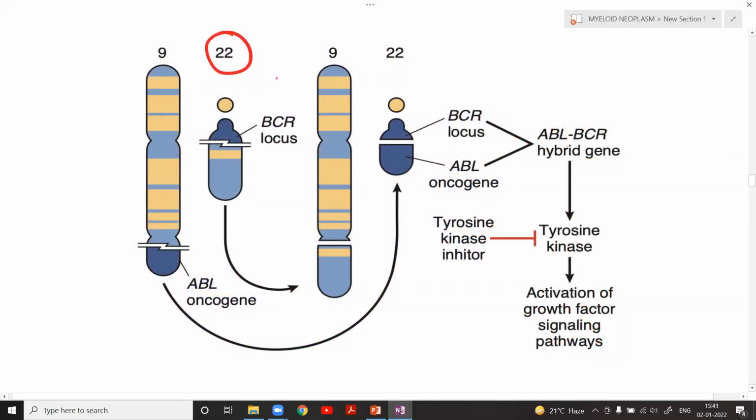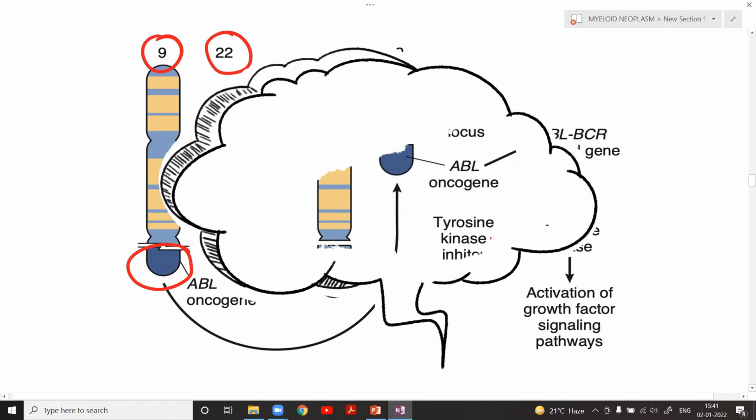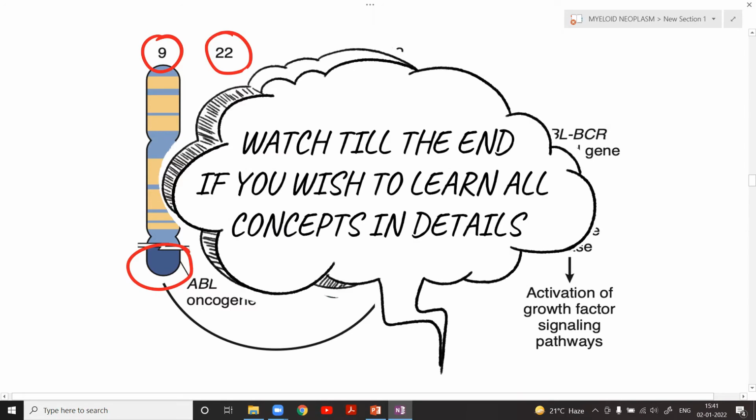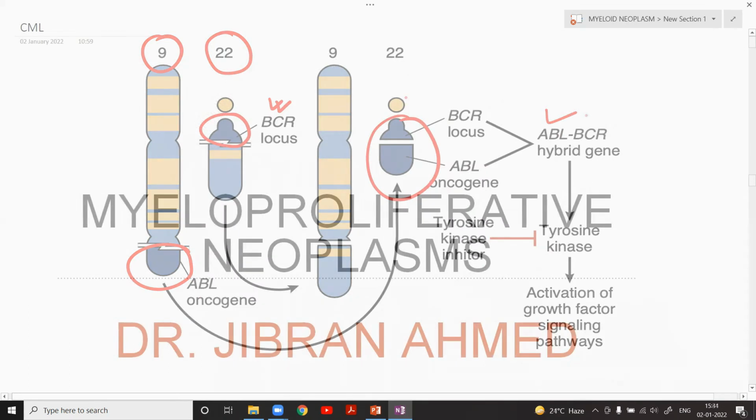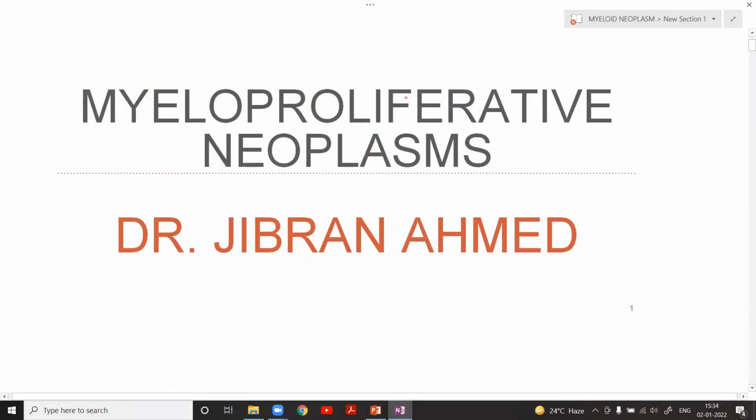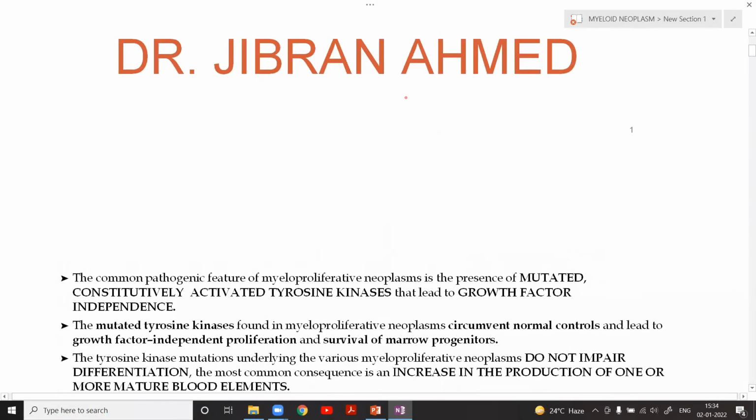On chromosome number 22, we have a BCR locus. Yes, this is the BCR locus, as we can appreciate. And on chromosome number 9, we have the ABL oncogene. Yes or no? So what is happening is that there is a 9;22 translocation, wherein this ABL fragment goes and combines with the BCR locus, and they form a fusion gene called BCR-ABL. So now I'm going to start with a certain myeloproliferative neoplasm, that is your CML.